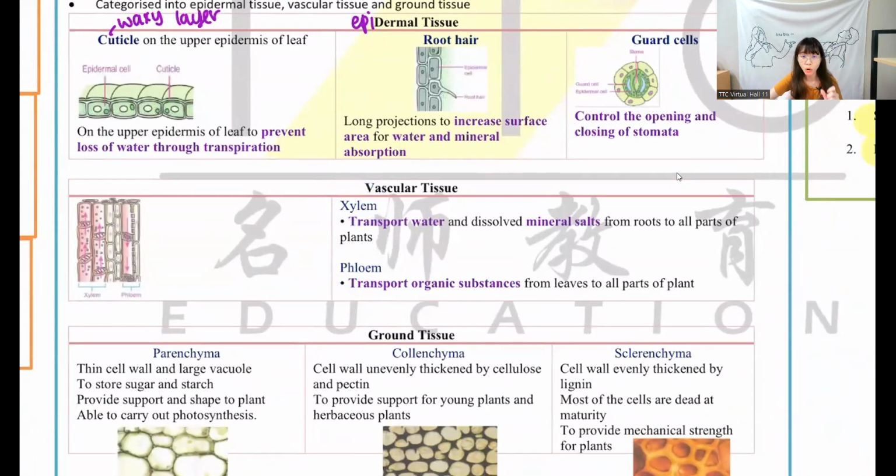Xylem looks like a straw. They are hollow like a straw. So xylem function is similar to a straw, where it's used to transport water and also mineral salt. Okay, this is the function of xylem.